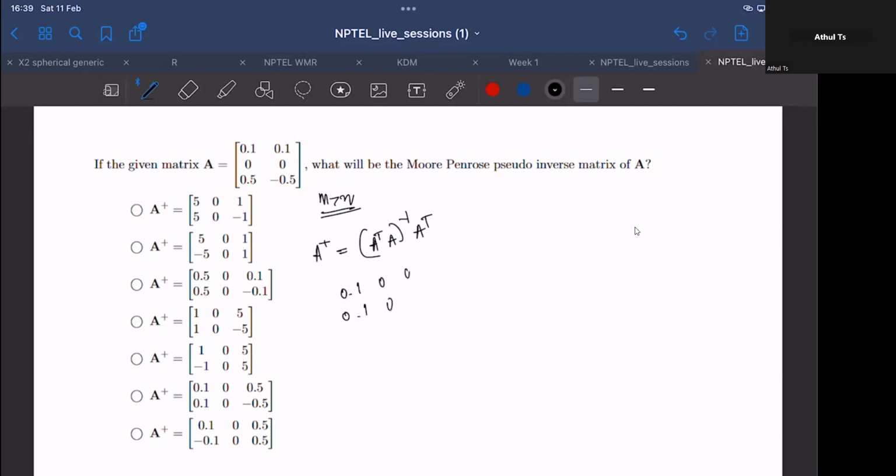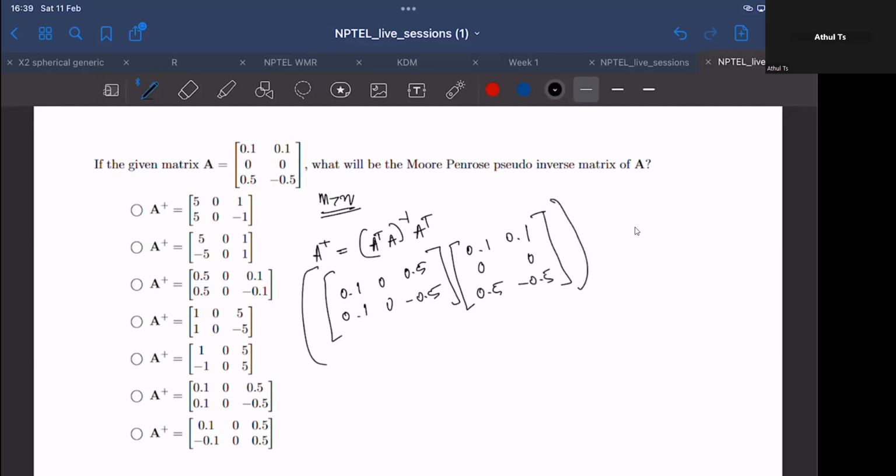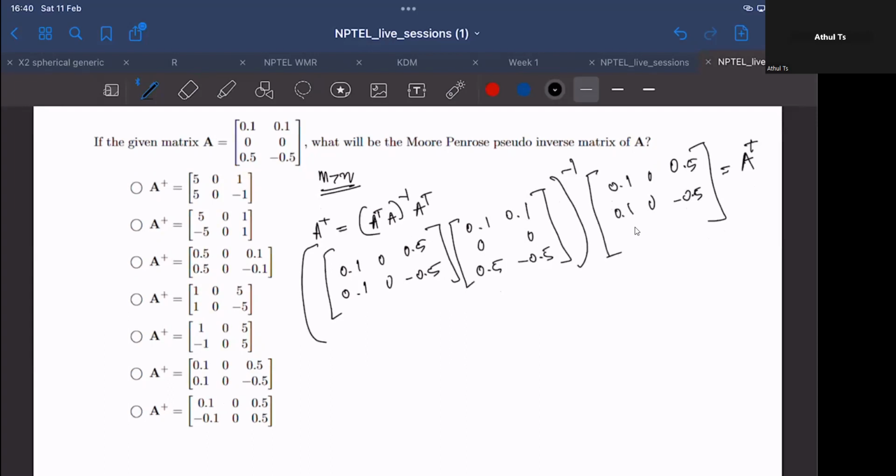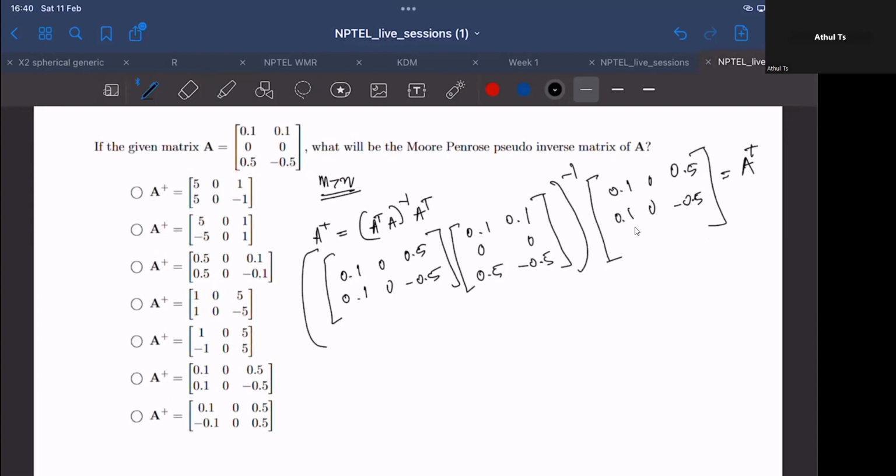If you take the transpose, A transpose is 0.1, 0.1, 0, 0, 0.5, minus 0.5. Then A would be 0.1, 0.1, 0, 0, 0.5, minus 0.5. You take the inverse of this entire product and multiply it with A transpose, and you will end up with the required pseudo inverse. If you do this matrix manipulation, you end up with the first answer, 5, 0, 1, 5, 0, minus 1. This would be the correct answer.